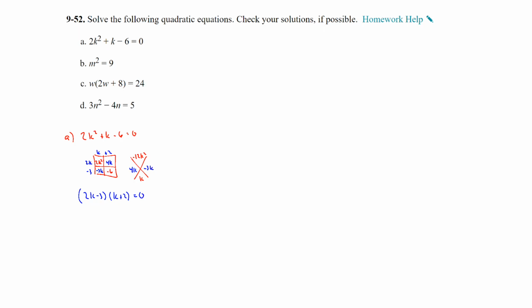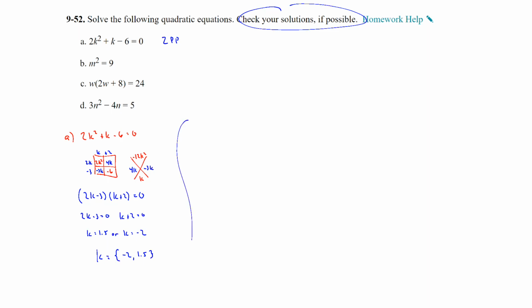Now that's just the factoring. We have to use the zero product property. So that's the method I used on A. Set your factors equal to 0 and then solve for k. So add 3 divided by 2, that's 1.5. Subtract 2, that is negative 2. So k is equal to negative 2 comma 1.5, or you can just say or in between those two. Either one's fine. And it does want you to check your solutions. I'm not going to check them on here. You just have to plug them back in to figure out whether they are correct or not.